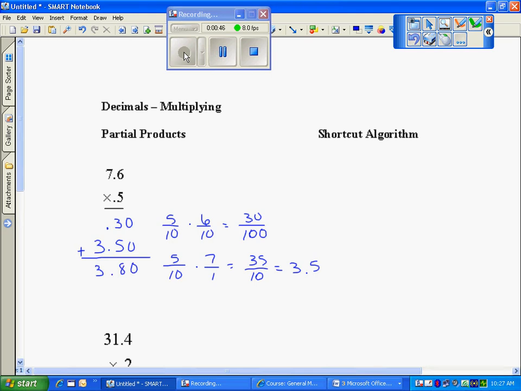The shortcut algorithm: multiplying 5/10 times 6, or 5 times 6 is 30. 5 times 7 is 35, and 3 more is 38. In the shortcut algorithm, you look for the number of digits to the right of the decimal. There are 2. So in my answer, there must be 2 digits to the right of the decimal.